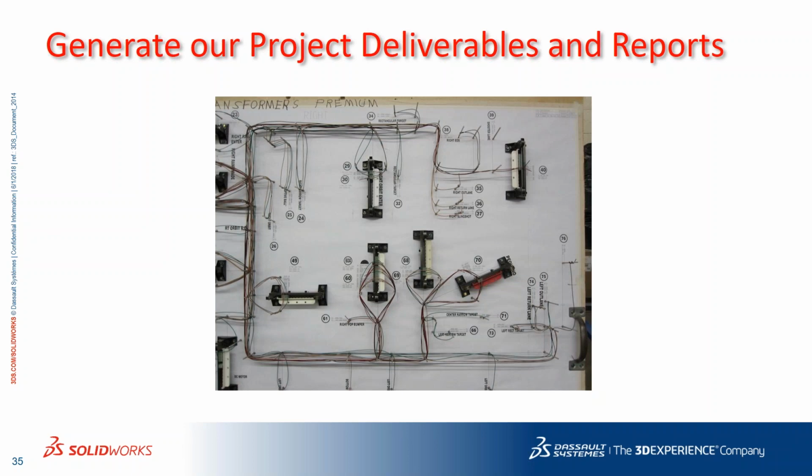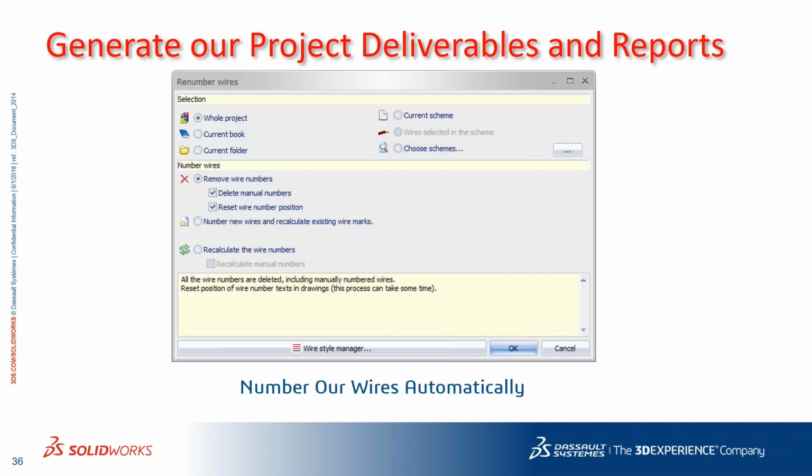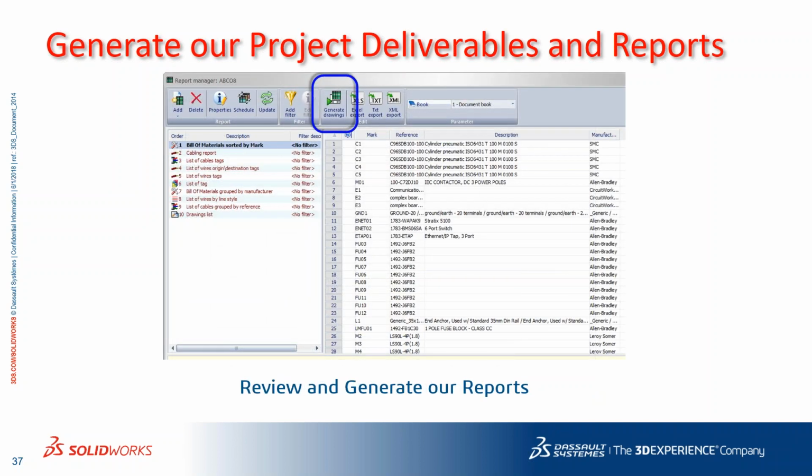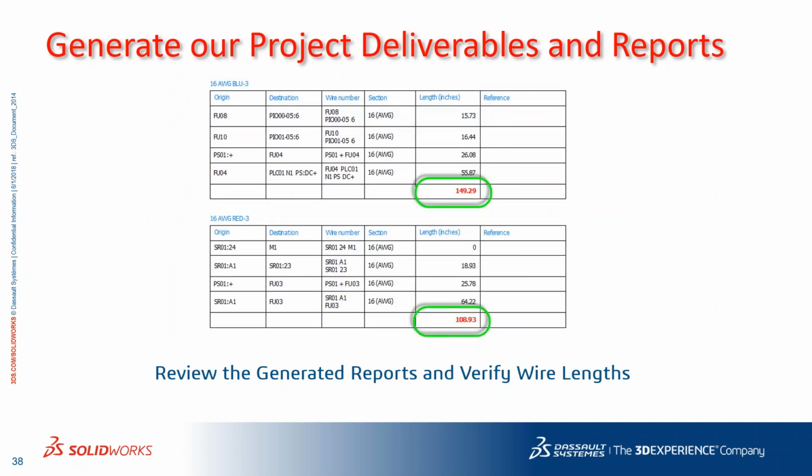So next thing we want to do is we're going to create our project deliverables. We're going to create some wire numbers first. We're going to generate our drawings, and we'll simply take a look at those drawings and see that we actually have some valid lengths in those reports.